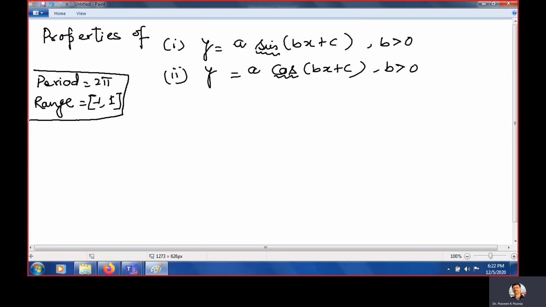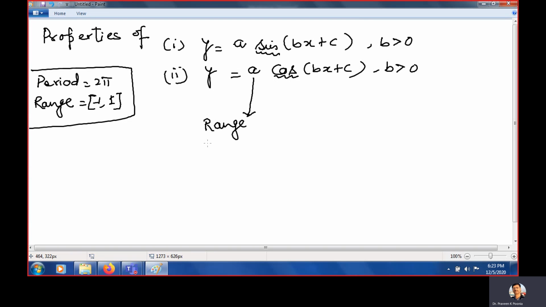But the period and range of sine and cosine are not always 2 pi and -1 to 1. They change. Clear? So there are three things we are going to discuss. Thing number 1 is this A. It changes the range. If some A is written here, then the range of y changes. With the help of A, we change the range. With the help of B, we change the period. What the range is doing, we will study in the next slide.